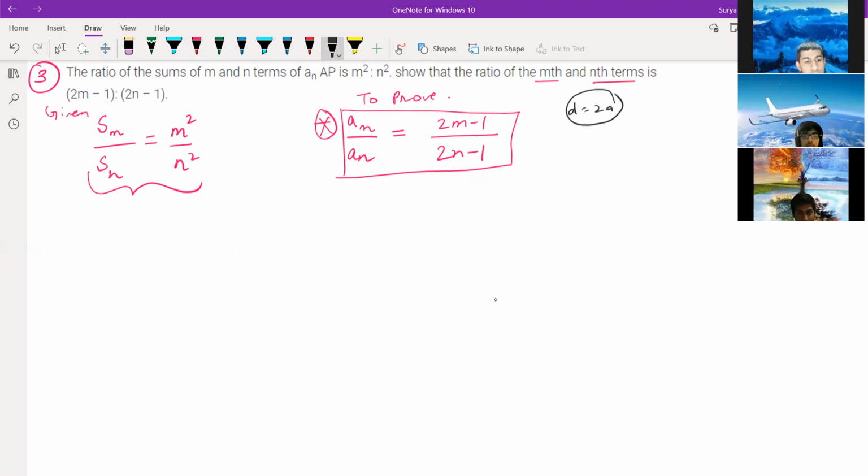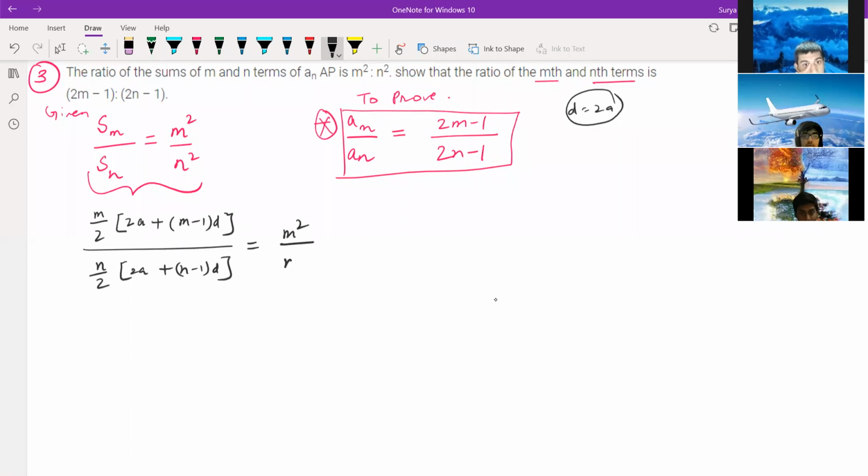Yeah, so same formula you've written, m by 2 into 2a plus m minus 1 into d, and down also we write here n by 2 into 2a plus n minus 1 into d. The ratio will be 2m minus 1 is to 2n minus 1. Till here first step is clear to everyone? First step, this we can cancel, 2 and 2 we can cancel, right?